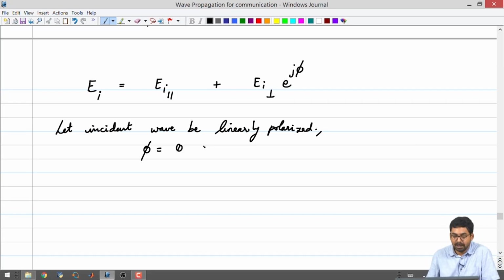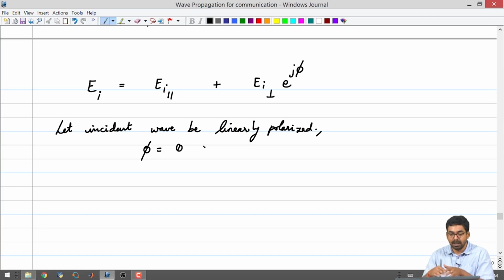You will be having EI is equal to EI parallel plus EI perpendicular, then you will take the EI parallel component and do the calculations for the reflection coefficient, and you will take the EI perpendicular component and calculate the reflection coefficient. In both these cases, you will be able to calculate the reflected wave ER, and then once you get ER parallel and ER perpendicular, you will just add the two to get the net reflected electric field in medium number 1.